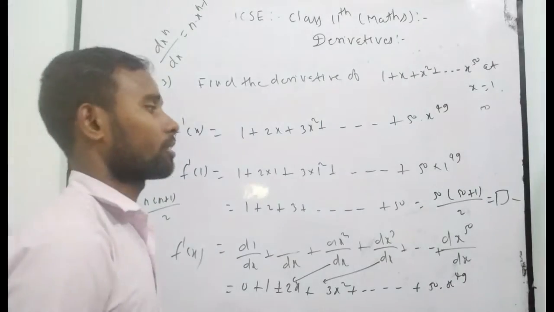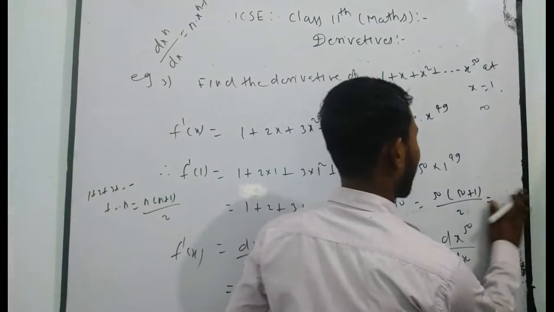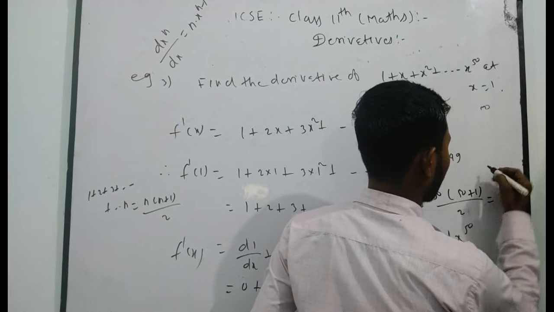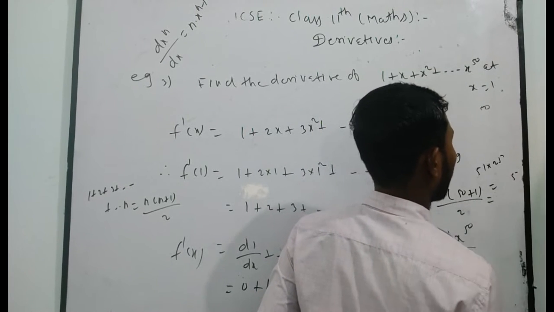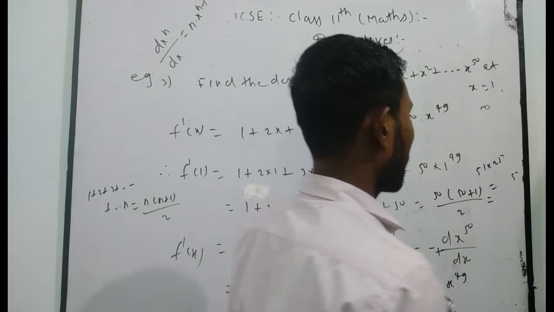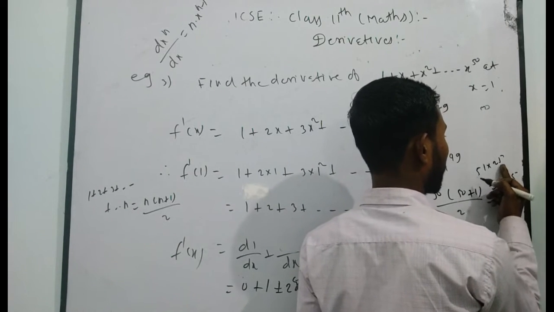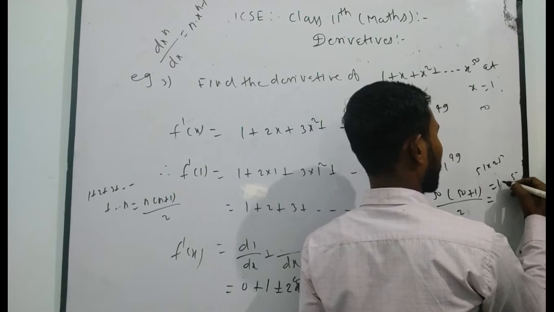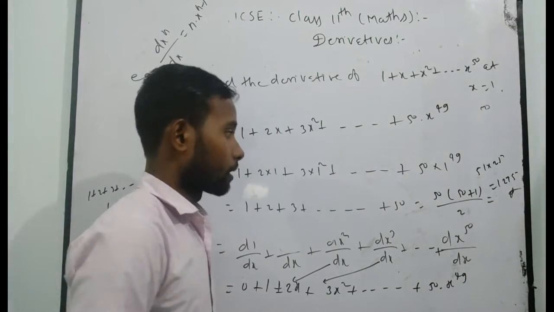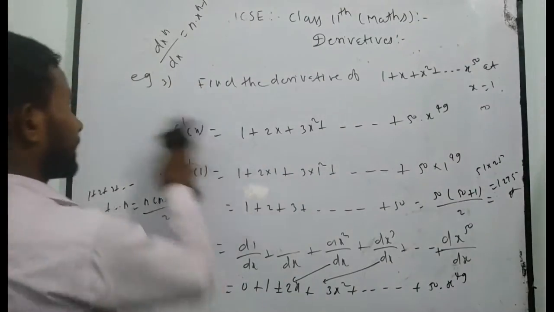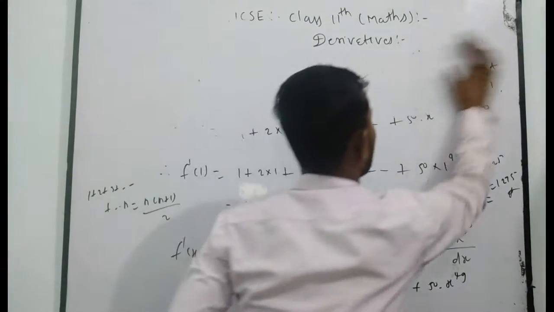I think this is not very lengthy. I want to do it myself. 51 into 25, which will be 1275. Have you understood? Now again take the next problem for you.